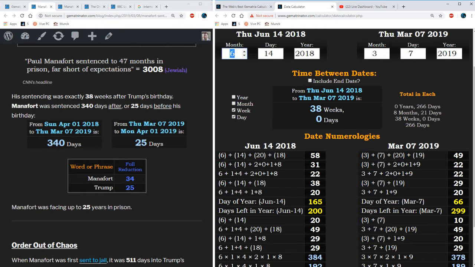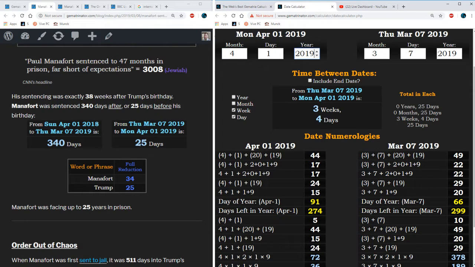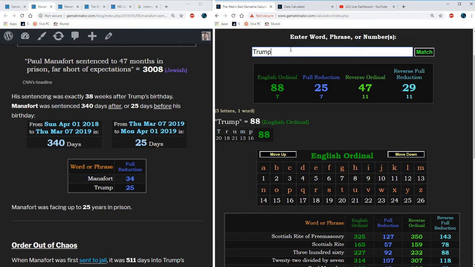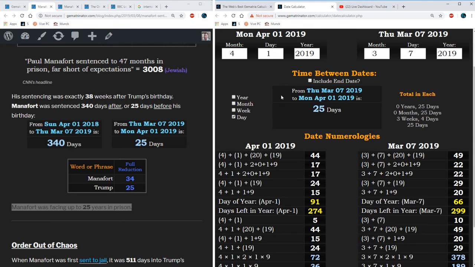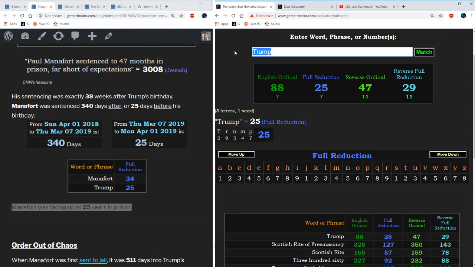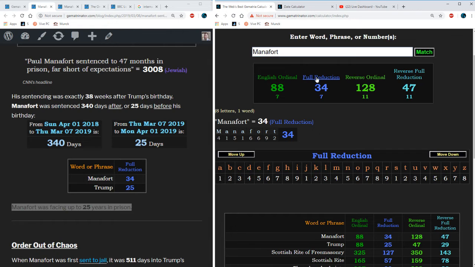But what really stuck out to me is that if you measure to Paul Manafort's next birthday, it was 25 days. Remember, the name Trump equals 25. That was the number of years that he was facing in prison when he went to his sentencing. Also, 25 days is 3 weeks and 4 days. And just to accentuate this 34, Manafort was also 340 days after his birthday. And check it out, the name Manafort equals 34 in reduction.